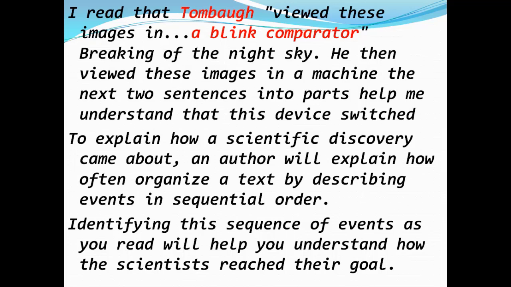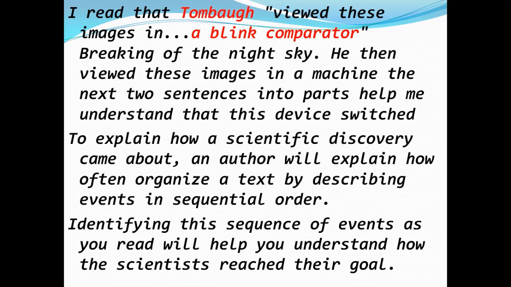When you read your lesson, you would find all these images and photographs which give you further ideas about these technical vocabulary and terms that would help you in understanding and comprehending the lesson. So a blink comparator is another technical term. So he was looking through it. He then viewed these images in a machine.